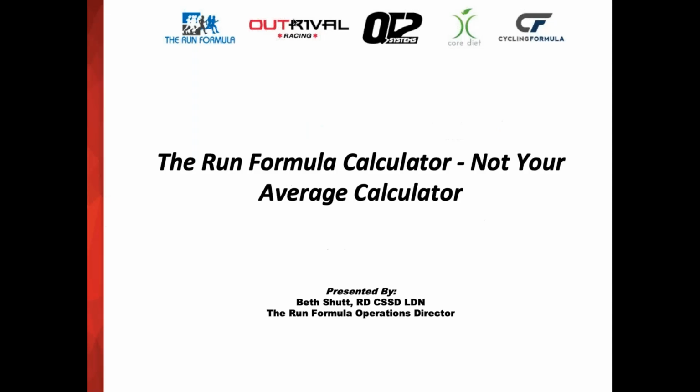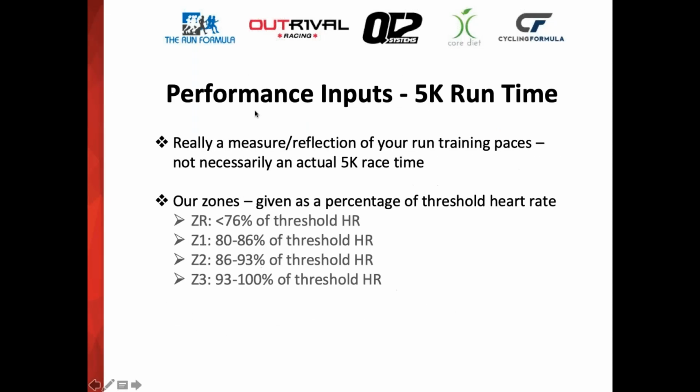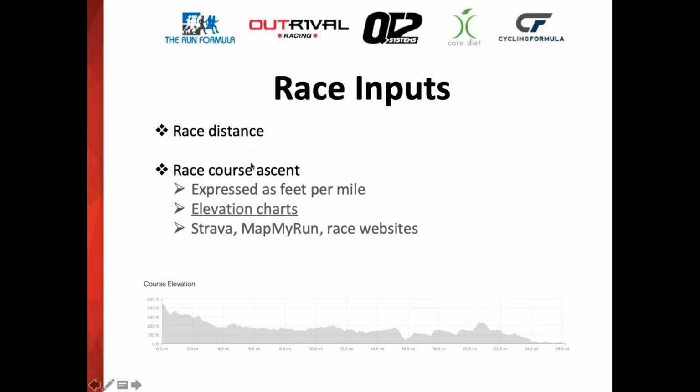Sorry about that. My cursor disappeared there for a second. So this is based as feet per mile. So what you need to know is how many feet of climbing are there on the course that I'm going to race on? Where do you find that number?